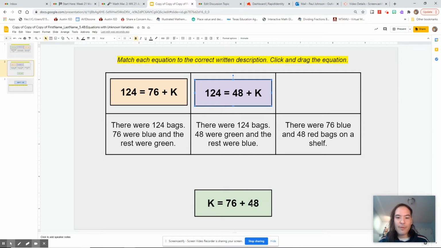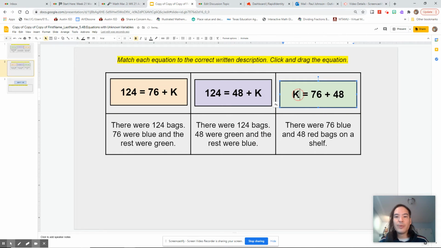76 blue, 48 red. So what we don't know is the total number of bags on the shelf. So that's why our total is our unknown value on this one. All right, so there are three different problems and they match the words now. The unknown value is the part that we don't know. It could be the part, it could be the whole. In this situation, it was the whole. In these two, it was the part.